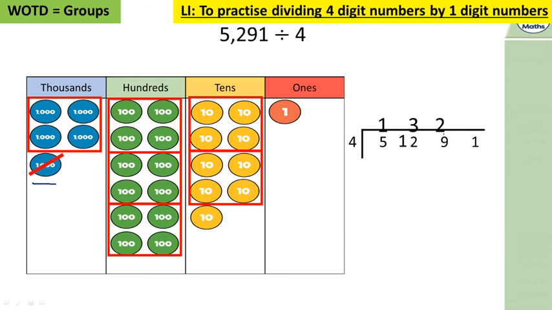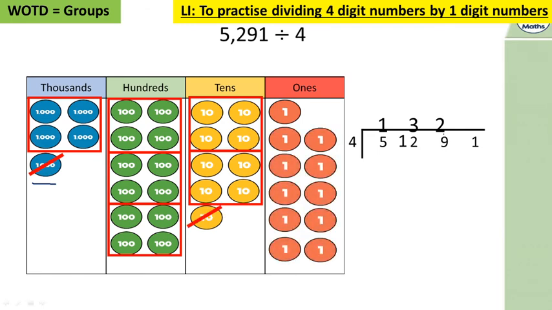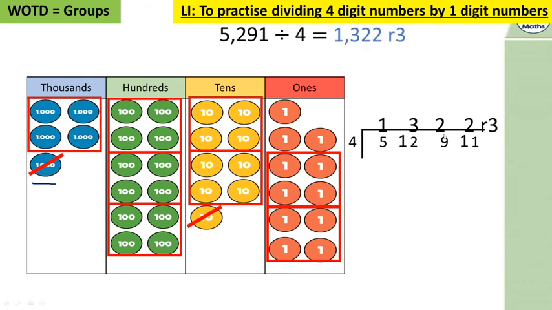And then you notice you've got the 1 ten left over, which you can't share equally between 4 groups. So you have to exchange it for 10 ones. So we've got 11 ones to play with now. So how many 4s can you get? From 11, you get 2 groups of 4. And then how many got left? 3 left. So 1,322, remainder 3.